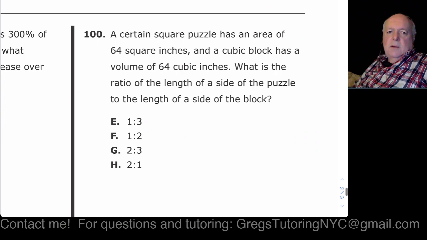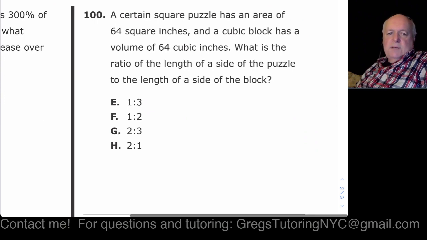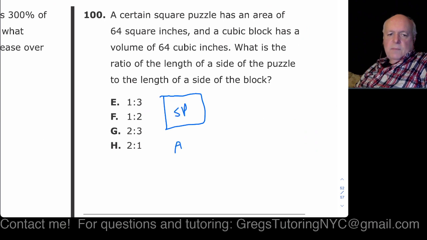So it says a certain square puzzle has an area of 64 square inches. So let's draw that guy. And it's often good to do visuals of these, even when they're simple. So we have the area, and I'll just call this P, or square puzzle. The area of the square puzzle is equal to 64 square inches. We know, because it's a square, that this has to be 8, and this has to be 8, because 8 times 8 is 64.